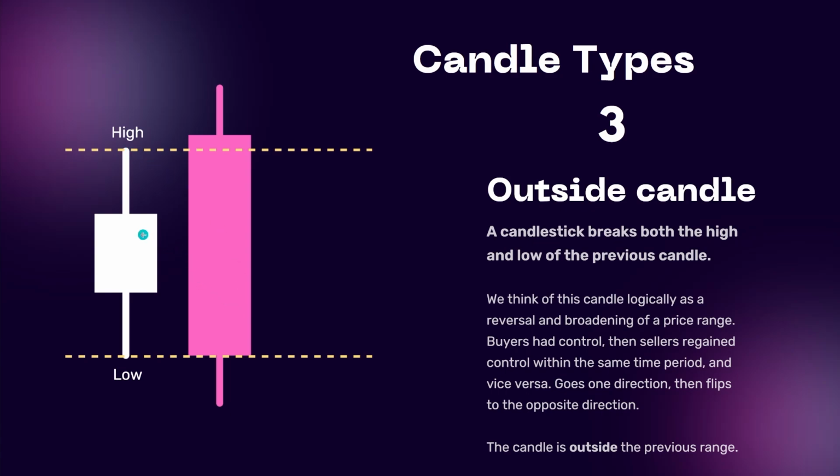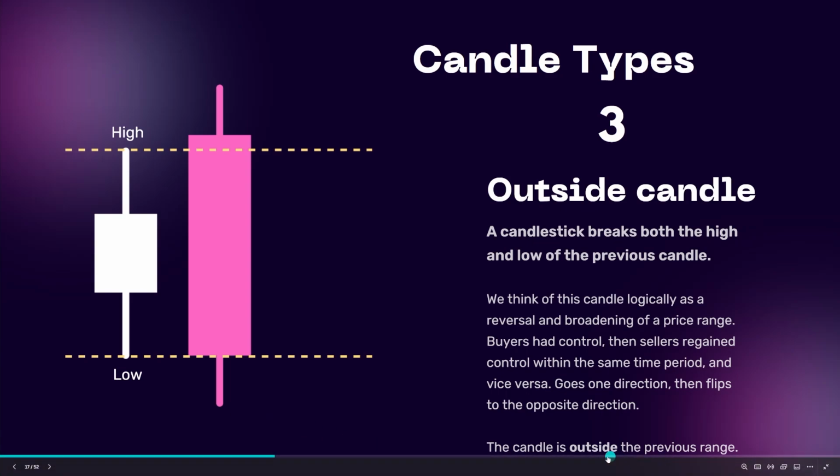So we have one day, then on the next day maybe we hit the low, fell a little bit, then bounced all the way up to the high. Or, like today's trading session, we hit the high of the previous candle, went up, then reversed all the way down and dumped. This candle is outside of the previous range.